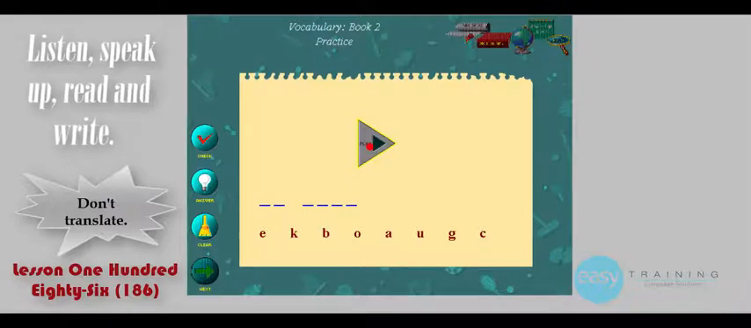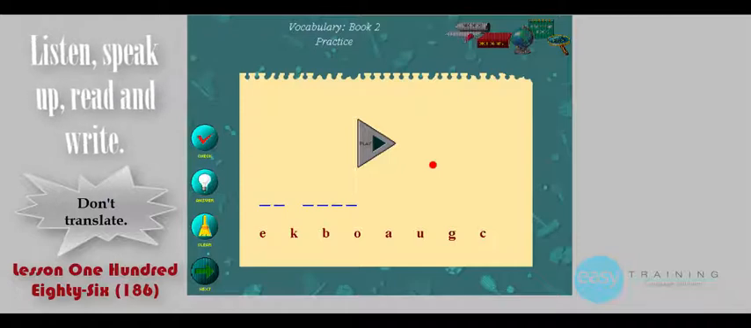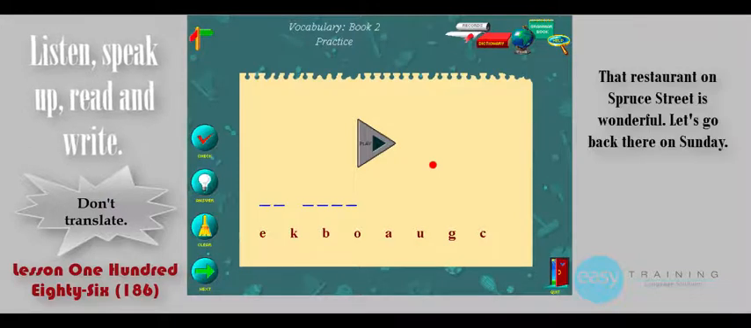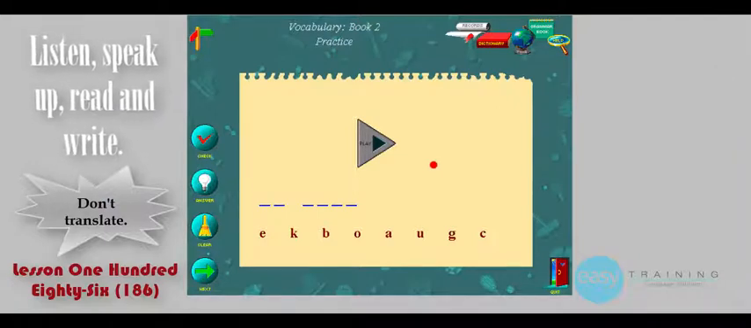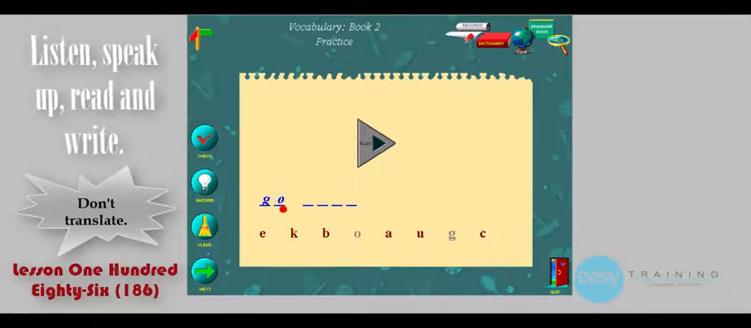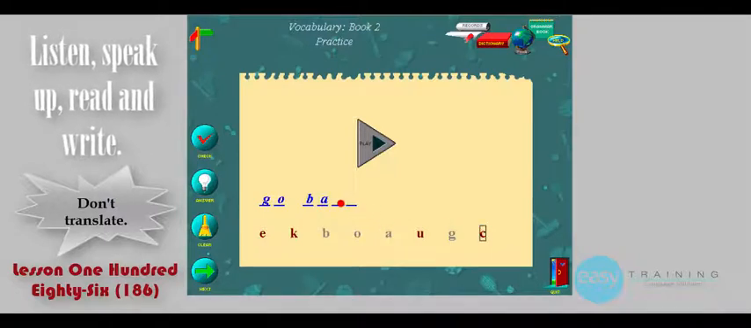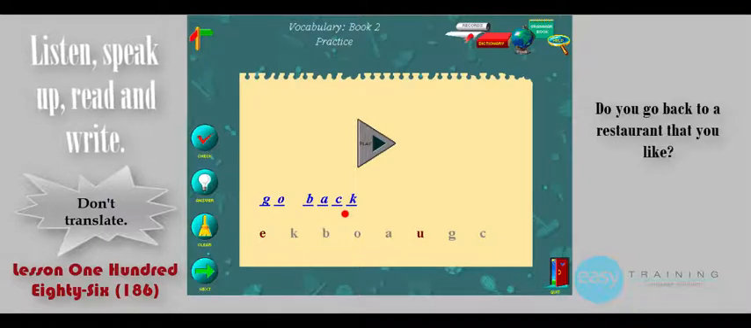Listen. Go back. That restaurant on Spring Street is wonderful. Let's go back there on Sunday. Go back. How do you spell go? G-O. And how do you spell back? That's B-A-C-K. Go back. Do you go back to a restaurant that you like?